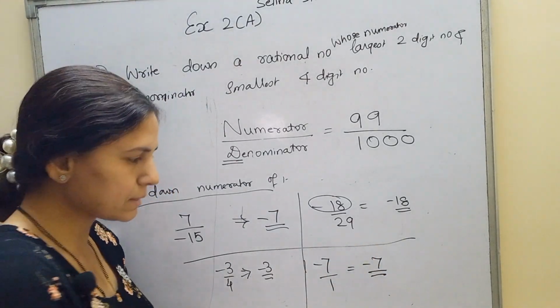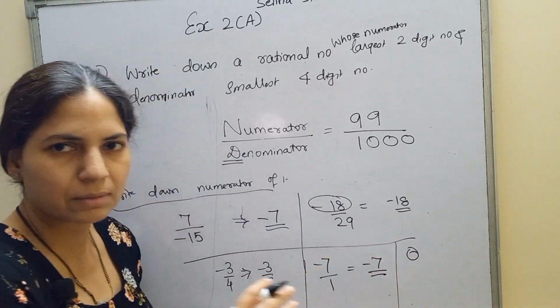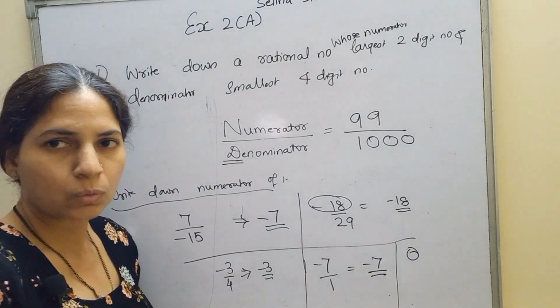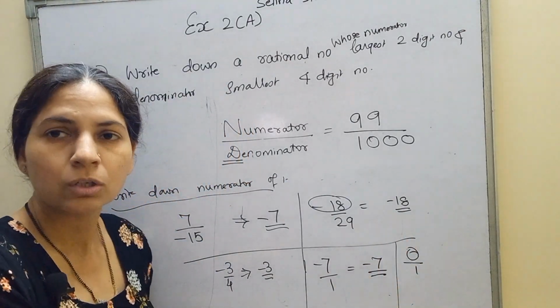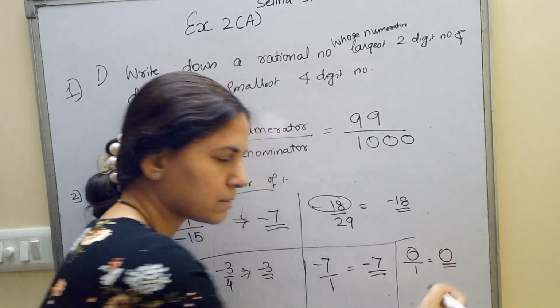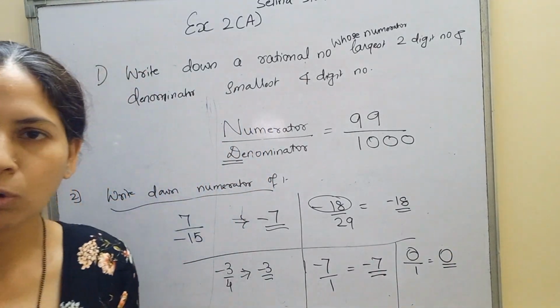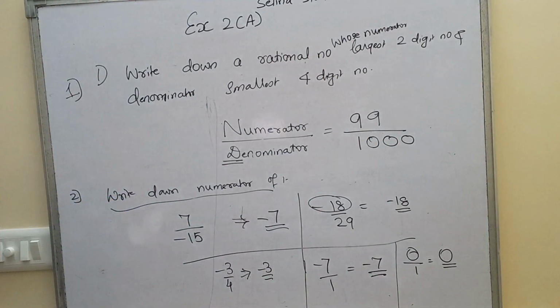Next to it they are asking is 0. Nothing else is given, only 0. No fraction is made. Okay, so 0 means nothing but 0 upon 1. So now 0 upon 1, that means the numerator is 0. Hope you followed this. Okay, let us go ahead with the question number 3.